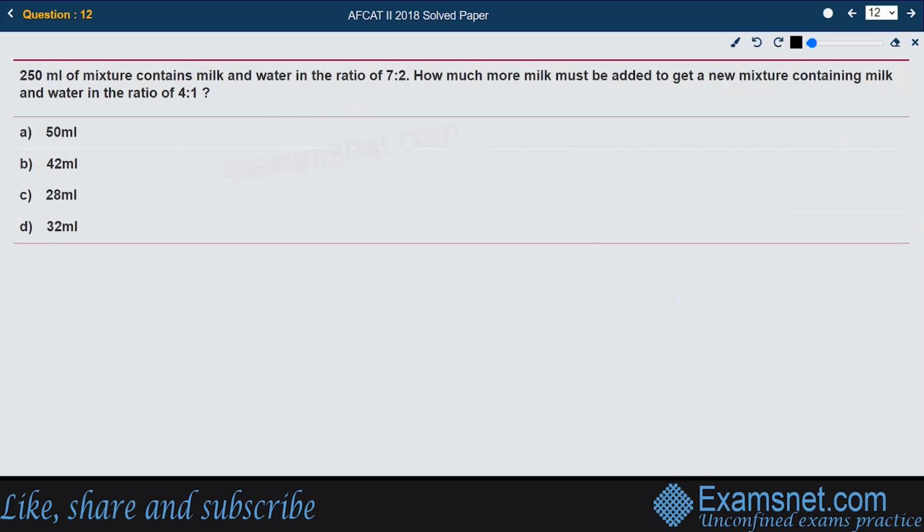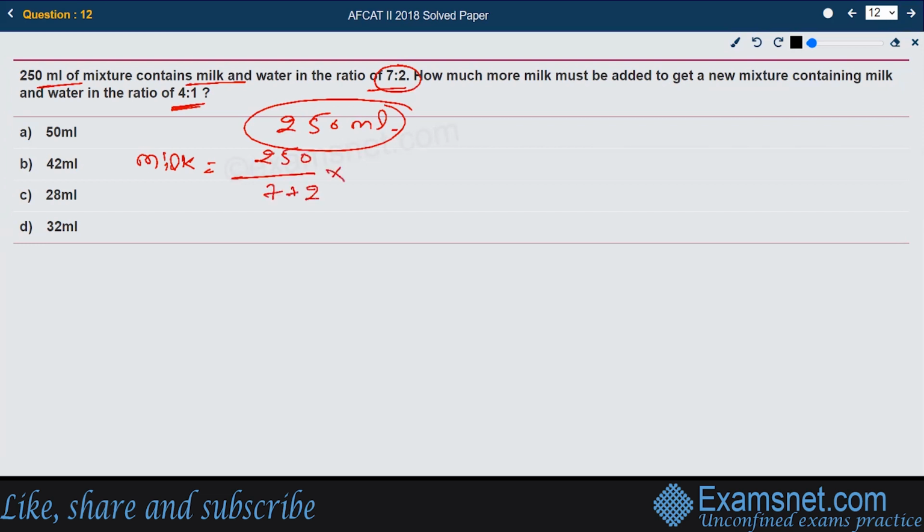Question number 12, he's saying 250 ml of mixture contains milk and water in the ratio 7:2. How much more milk must be added to get a new mixture containing milk and water in the ratio of 4:1? So we have in all 250 ml of mixture. In this 250 ml, let us find out the milk value. The ratio is 7:2, so the milk value is 250 divided by 7 plus 2, into the milk part, which is 7. If we solve this, it comes out to be 194.4 ml.